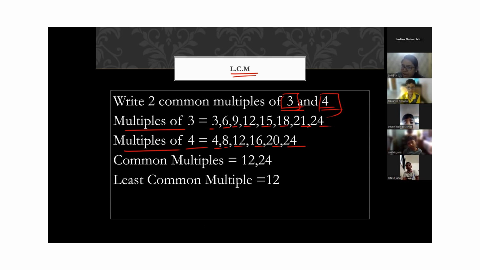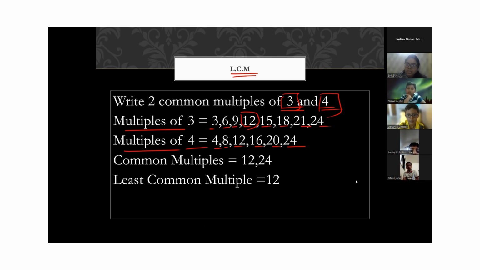Is it clear, everyone? Now, Sean, what are the common multiples over here of 3 and 4? Can you pick the common multiples? 12. 12 is the first common multiple. Very good. 3 is not here. 6 is not here. 9 isn't here. 12 is the common one. Next, 15 isn't here. 18, no. 21, no. 24, yes. Okay. So what are the common multiples? 12 and 24. So what's my LCM, Nishchit?